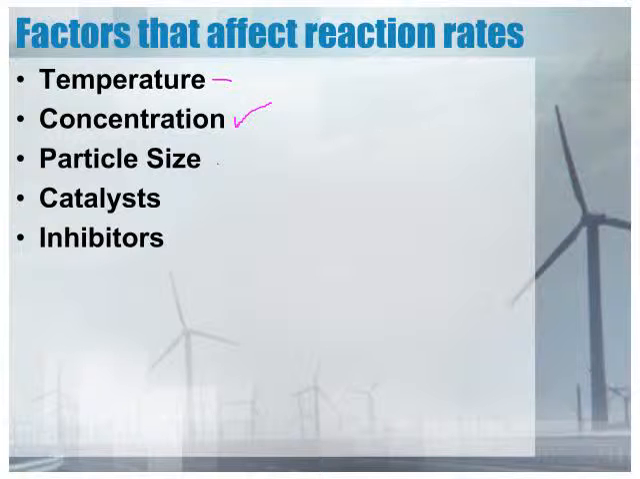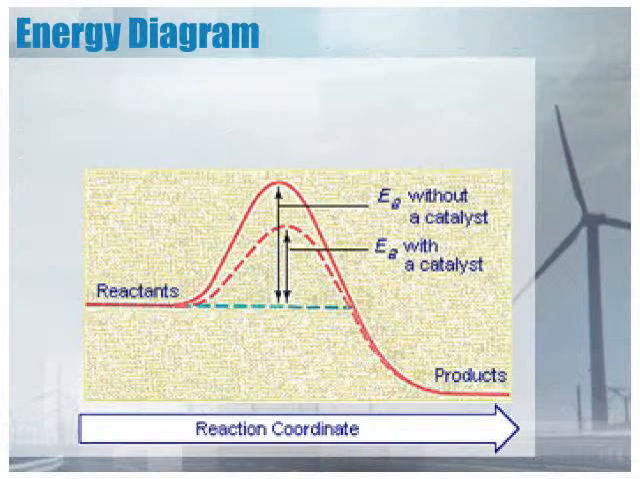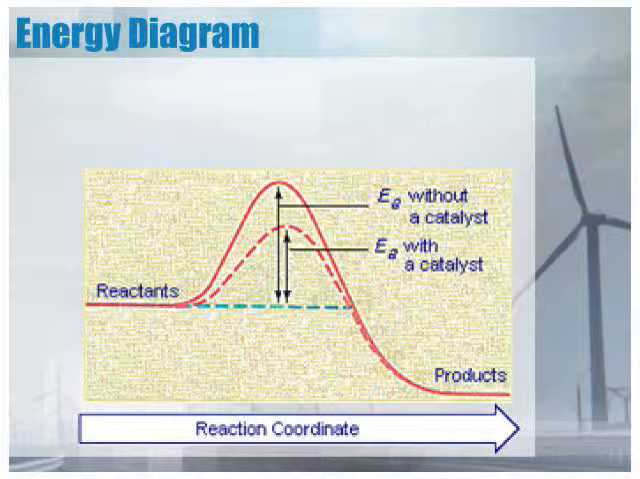Catalysts and inhibitors. A catalyst is something that will speed up a reaction, and an inhibitor slows it down. Some of you probably use inhibitors all the time and you don't even realize it. For example, when you put lemon juice on apple slices to keep them from browning, you're inhibiting that oxidation reaction from occurring. We need to know how to graph reaction rates.